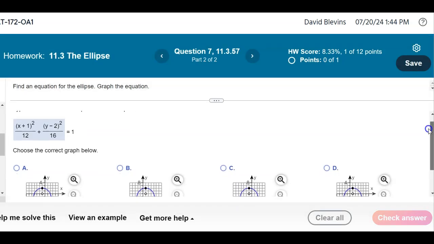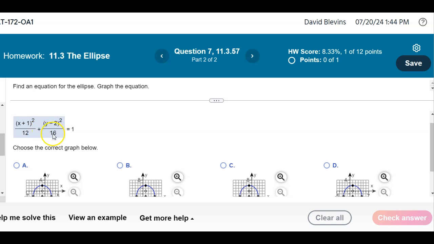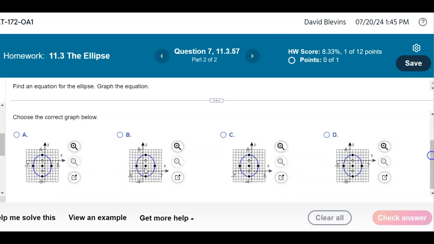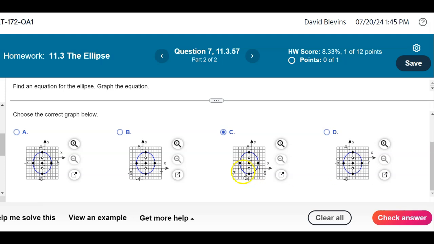So the key thing here is my major axis is 4 units long. That's up and down 4 units. And my minor axis is the square root of 12 units long, not quite 4 units. Our center is negative 1 in the x direction, positive 2 in the y direction. So we have to move our center left 1 and up 2 from the origin. So you can see this went left 1 but down 2. So that one's out. This one went right 1 up 2. That one's out. Left 1 up 2. This one went right 1 down 2. So just from the new location of the center alone, I know it's this one because I need to go left 1 and up 2.